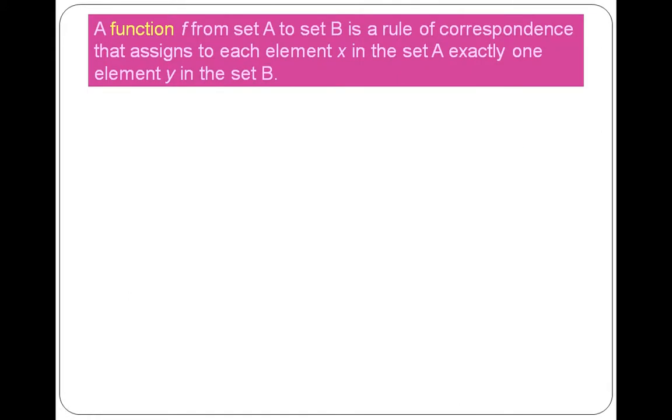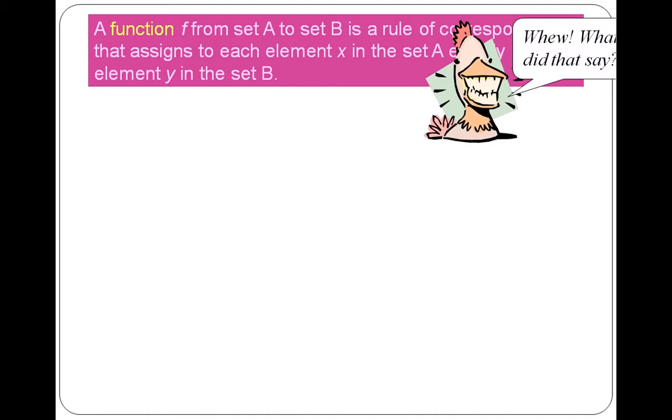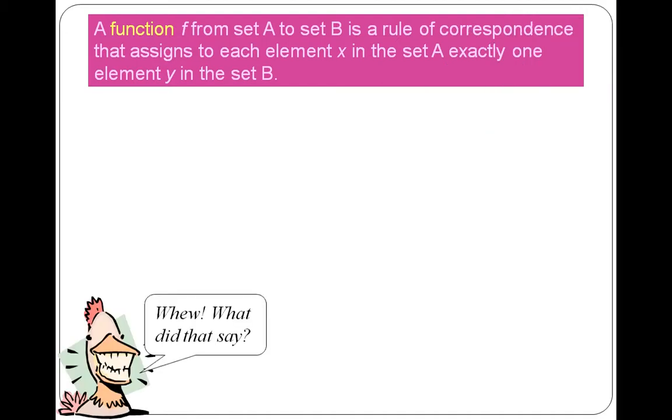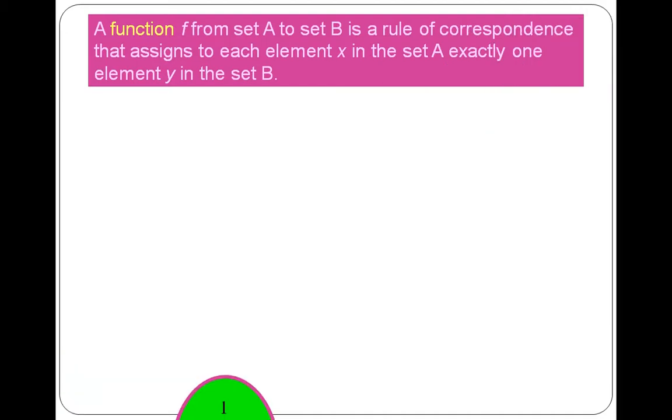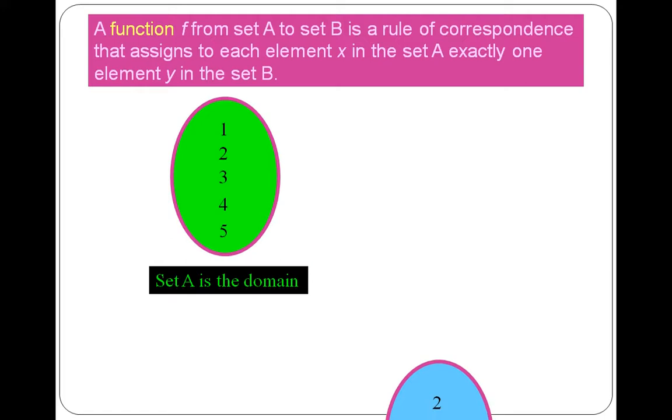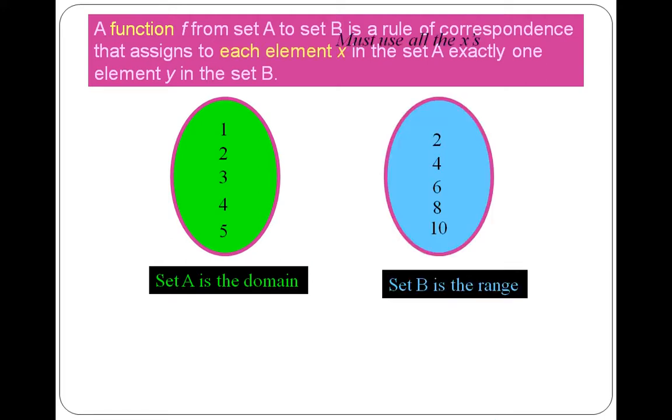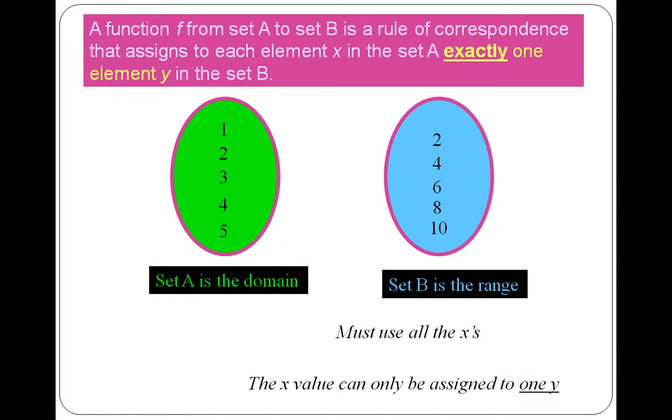What is a function? A function f from set A to set B is a rule of correspondence that assigns to each element x in the set A exactly one element y in the set B. Whew, what did that say? Well, all it really means is the x value can only be assigned to one y.